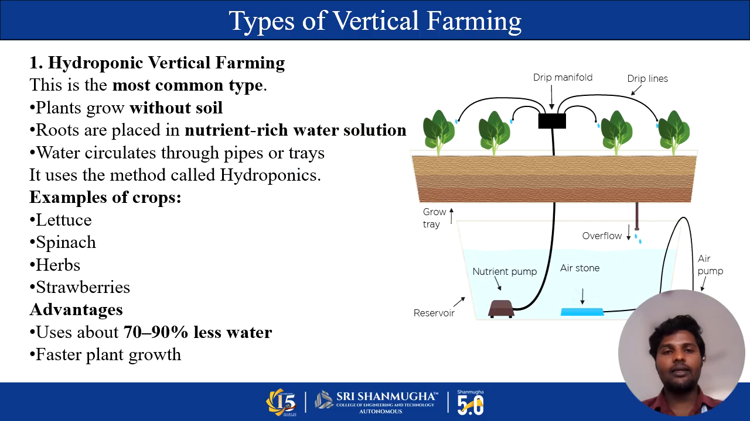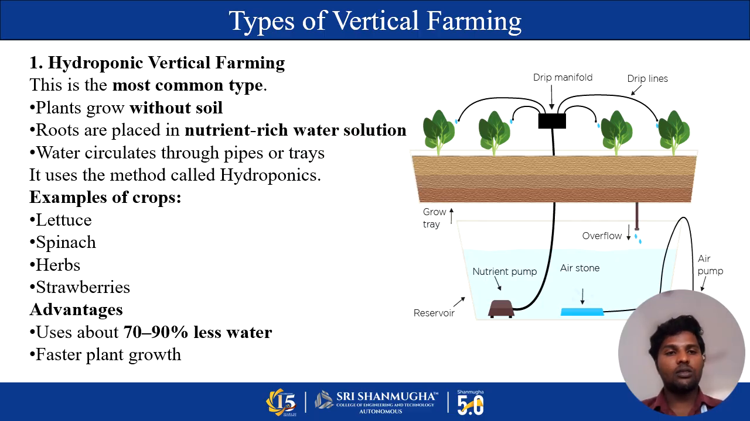In this slide I listed the types of vertical farming. There are four types of vertical farming existing in the current situation: hydroponics, aquaponics and aeroponics, and the final one is soilless cultivation. We're going to see each one in an elaborate way. The first one is hydroponics. I hope you understood what vertical farming is from the previous slide. In this slide we're going to deal with hydroponic vertical farming. This is the most common type, preferred by most people.